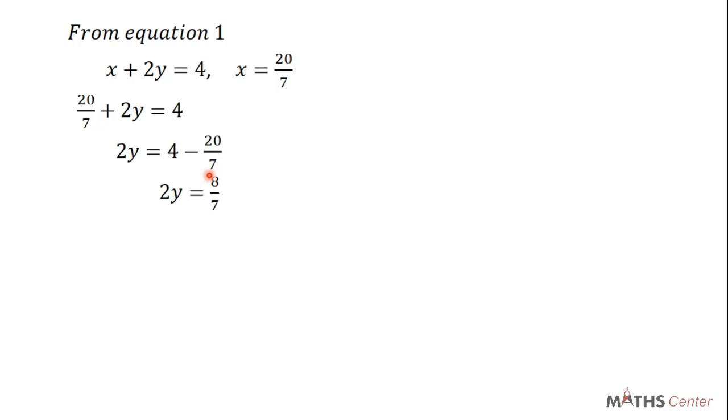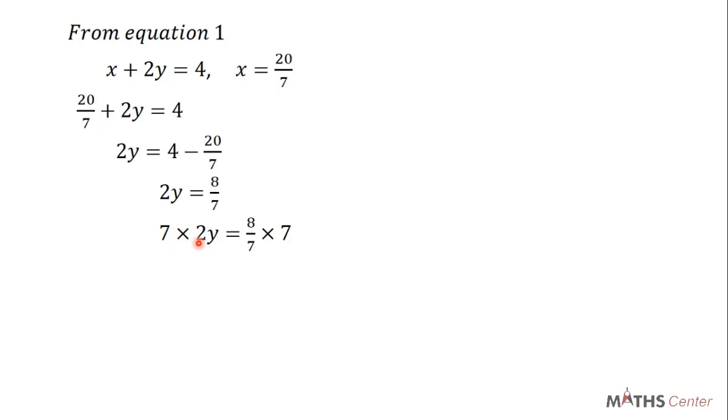In the video on fractions, we explained how to perform this fraction, 4 minus 20 over 7. So if you watch that video, you know how to do it. 4 minus 20 over 7 will give us 8 over 7. So 2y is equal to 8 over 7. We divide both sides by 2, or we multiply by 7, it's also the same thing. If you multiply 2y by 7, it means that you are going to multiply the other side by 7.